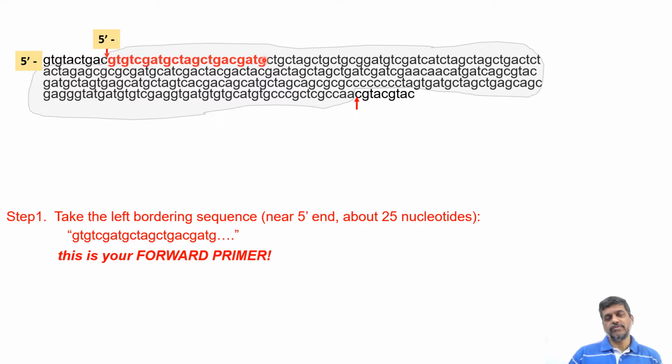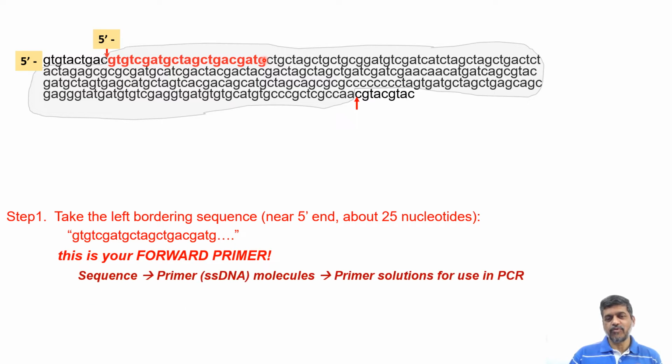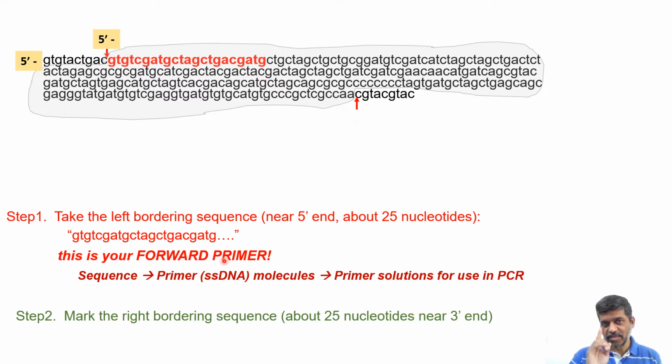Now, of course, this is the sequence written down. We have to get it synthesized by certain companies. All that is there, but our job is to write down. So we did that. What about the reverse primer? There are multiple steps here. A few steps only, very simple again.